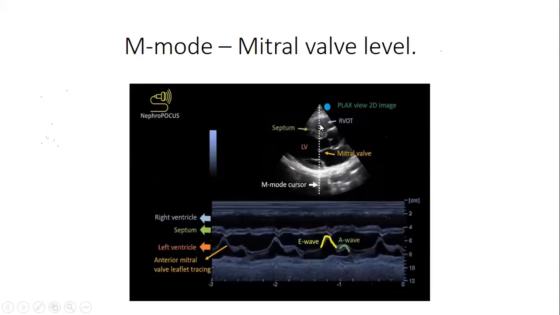This is the M mode again at mitral valve level. Again, this is the LVOT, the left ventricular outflow tract. Still the distance from there to there, this is the septum. Again, it's a depiction of this. Step by step, they have shown you this is the septum. This is the right ventricle. That is the right ventricle. This is the left ventricle. This is the left ventricle.